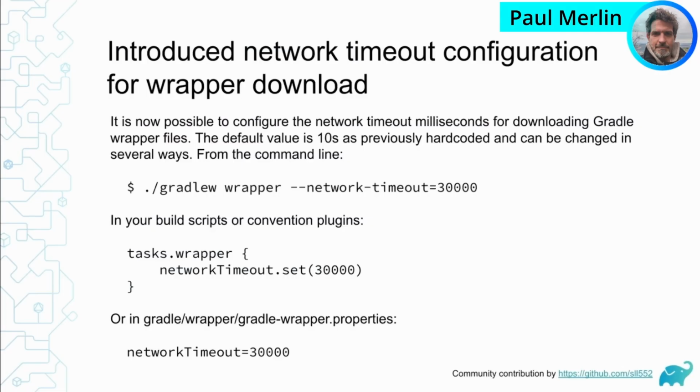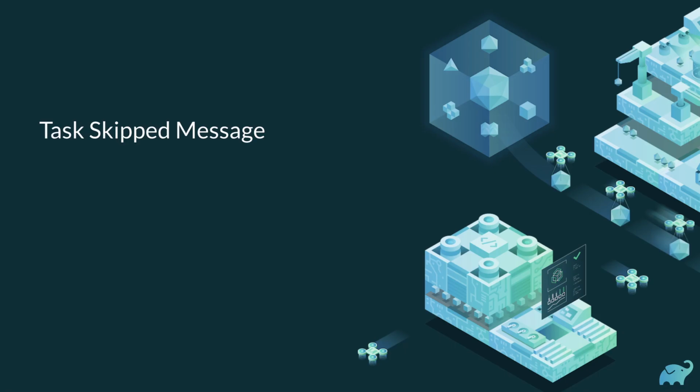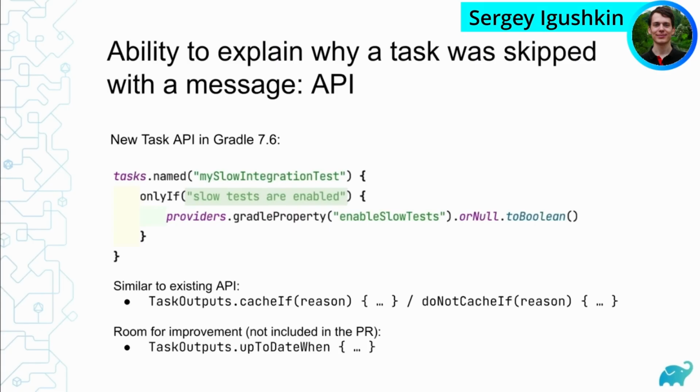In 7.6, we merged a feature contributed by the community that introduced the configuration of a network timeout for the distribution download by the wrapper. It was hard-coded to 10 seconds before, and in some environments, this wasn't convenient and was causing problems. And so now you can set your own timeout, and you can do that on the command line, in the DSL, or in the wrapper properties.